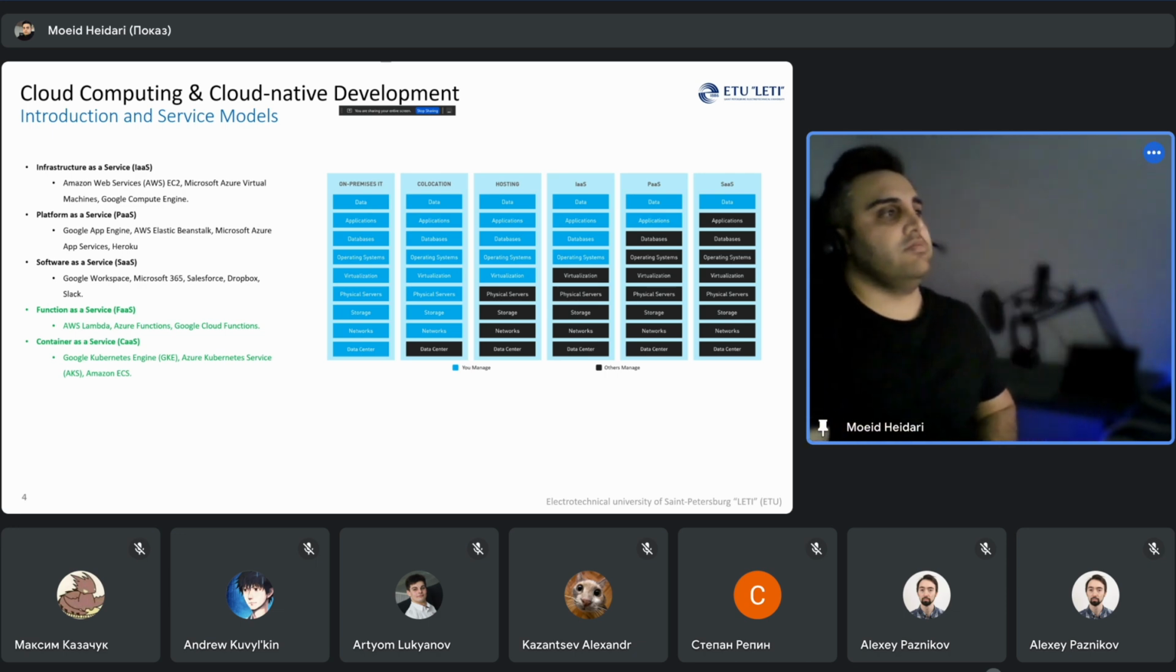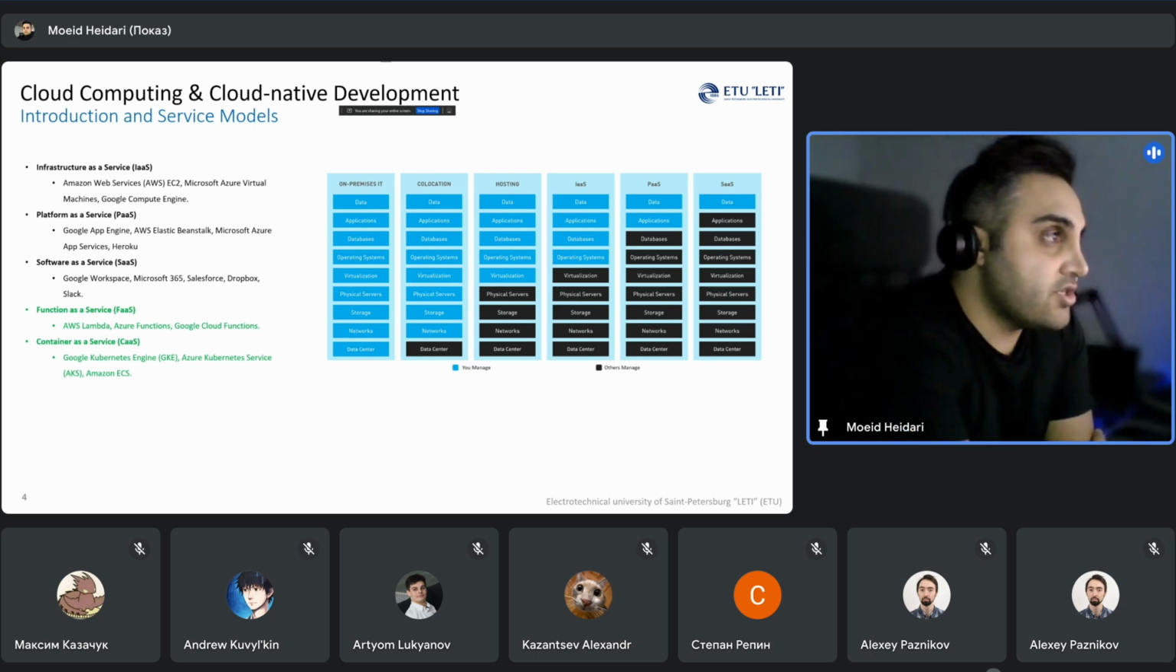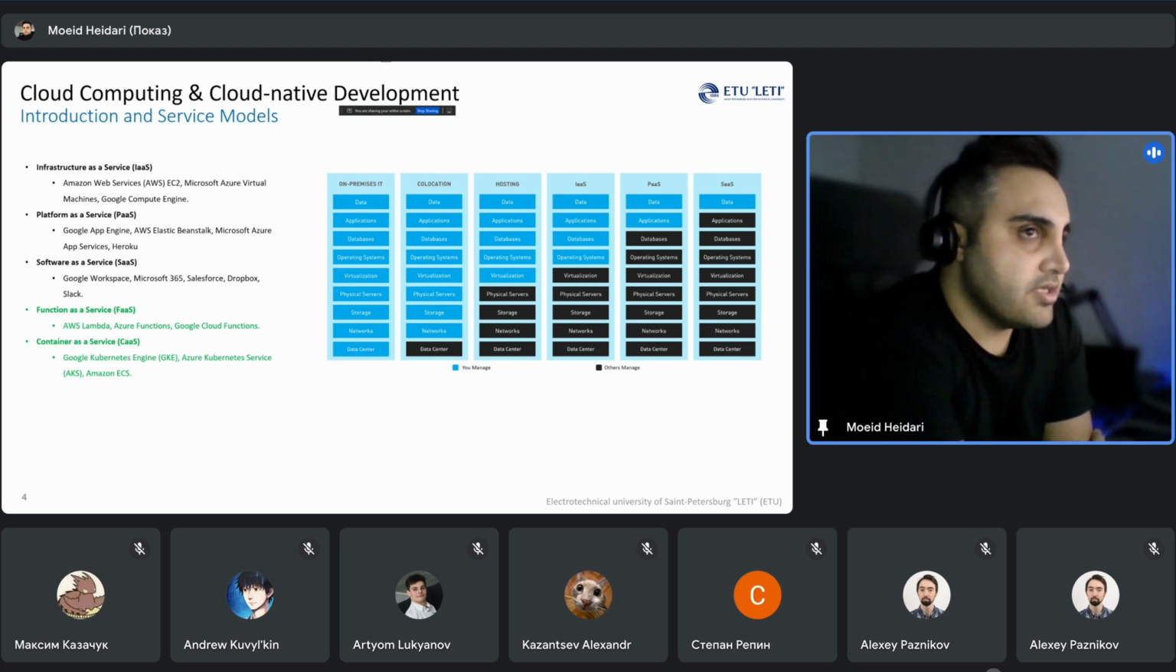Beyond that, we have some newer kinds of services, which is function as a service, that is completely related to serverless computing, where you don't need to worry about your infrastructure and the software related things. You don't even need to deploy these dependencies or the services that are required by these functions.